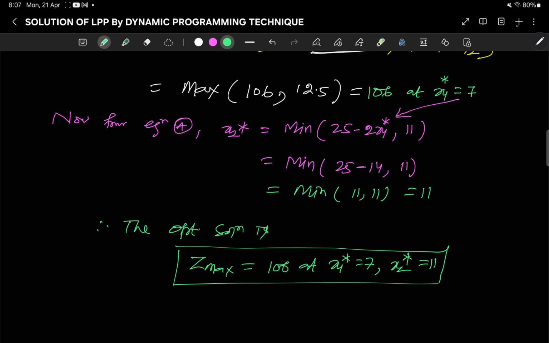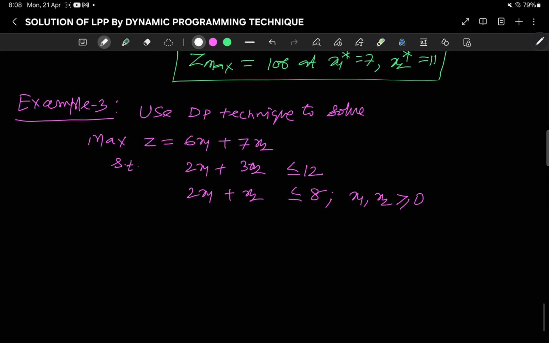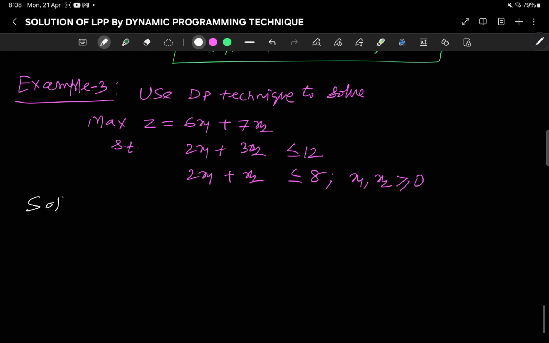Now let us solve one more problem. Coming to example 3, here we can adopt any of the methods, forward or backward. Suppose we adopt forward computations.